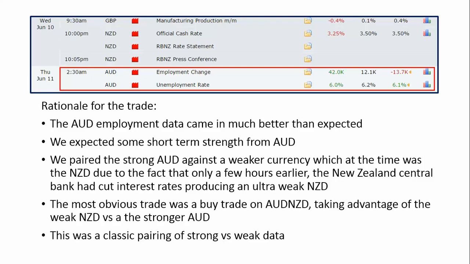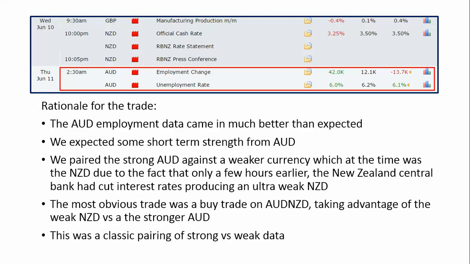So the rationale for the trade: the Aussie employment data came in much better than expected. So again, let's have a look at that. So expected to the employment change 12.1 thousand, when it was actually 42,000 people added to the payroll. So that was a very, very good figure. Now, in regards to the unemployment rate, a better figure would be a lower figure, because we want the unemployment rate to be low. So the market was expecting 6.2 and got 6.0. So those two figures put together, which is employment data, high impact, were very, very good for the Aussie.